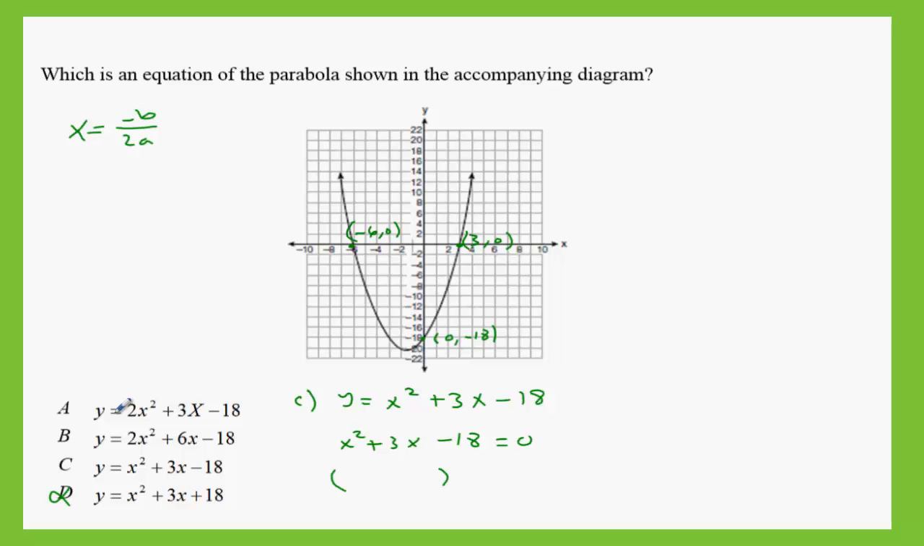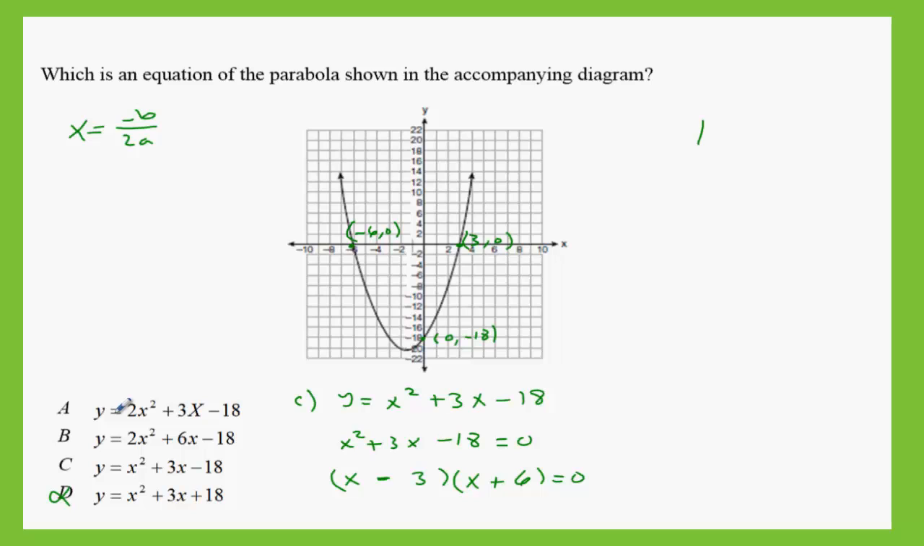Factor that one. Two numbers, you multiply them, you get negative 18. When you add them, you get positive 3. I see that 9 times 2, no, 6 times 3. Positive 6 times negative 3. Positive 6 times negative 3 equals negative 18. Positive 6 plus negative 3 equals 3.